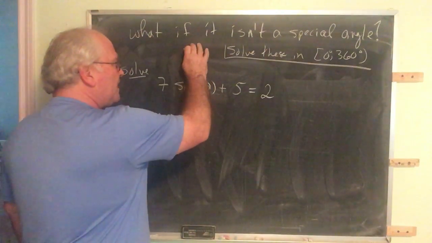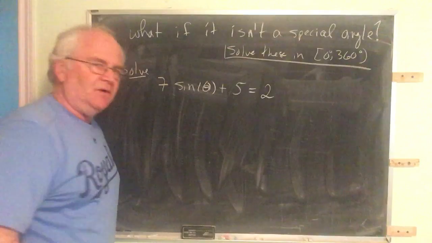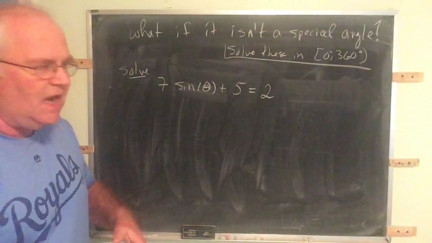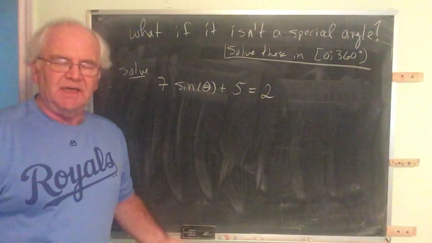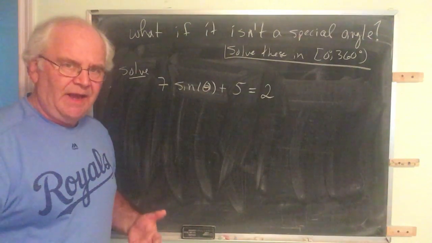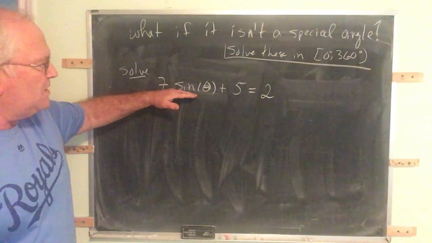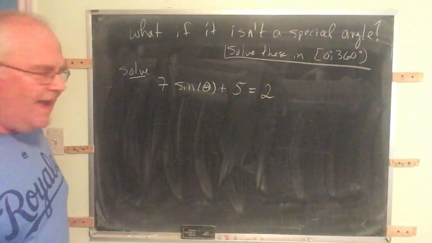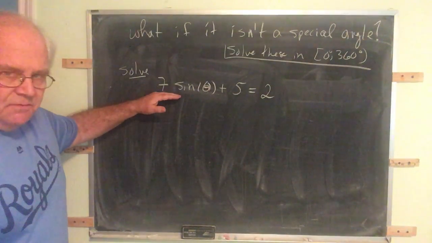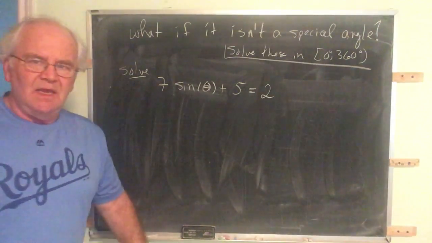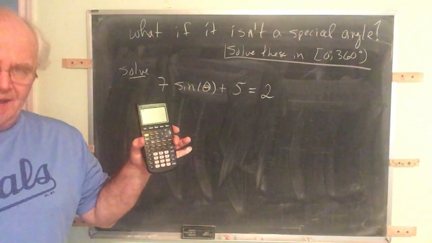What if this is not one of the special angles, the square root of 3 over 2? What if it's not pi over 6? What if it's not one of the quadrantal angles, 0, 1, or negative 1? What if it's just a garden variety angle? That's what we're going to do. We'll talk about that a little bit. The key is you're going to need a calculator.